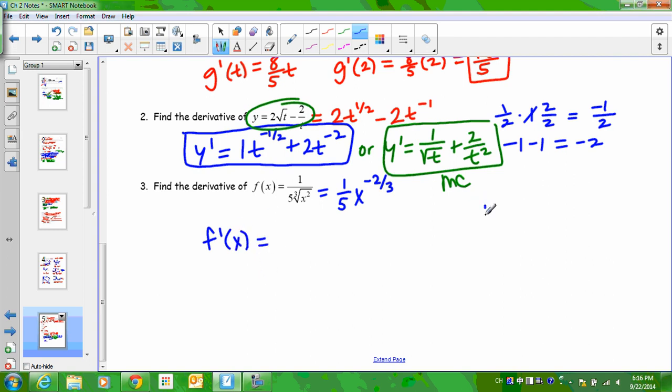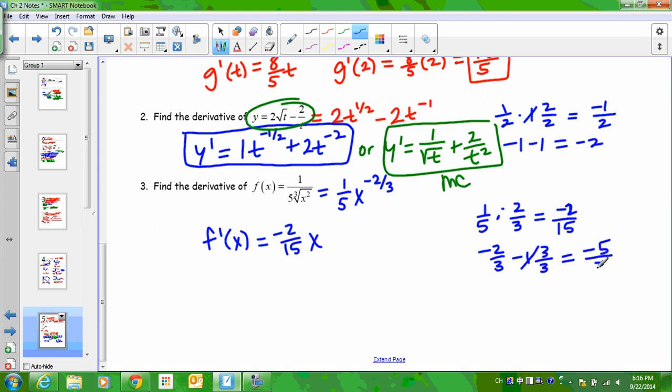All right, again, 1/5 times negative 2/3. If you need to go over here, there's no shame. It's better that you do this and get it right than to do it incorrectly, okay? Same thing with the negative 2/3. We need to subtract 1. That's the same as subtracting 3/3.